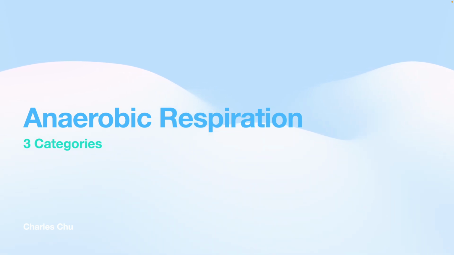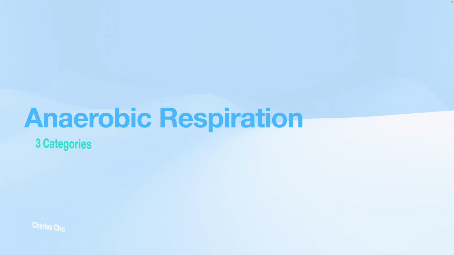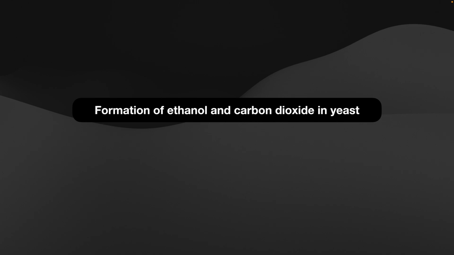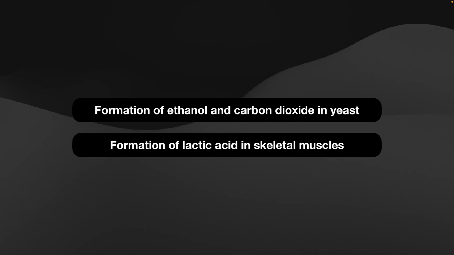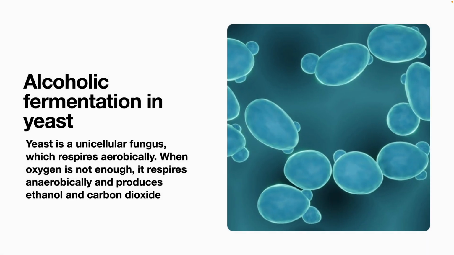Now, let's move on to anaerobic respiration. There are only 2 categories. The formation of ethanol and carbon dioxide in yeast, and the formation of lactic acid in skeletal muscles. They all belong to fermentation, which means anaerobic respiration.